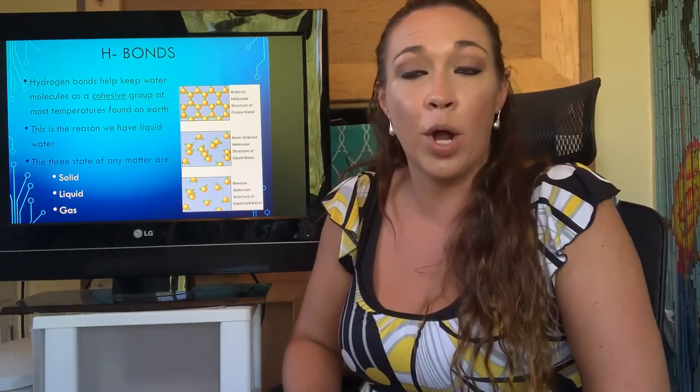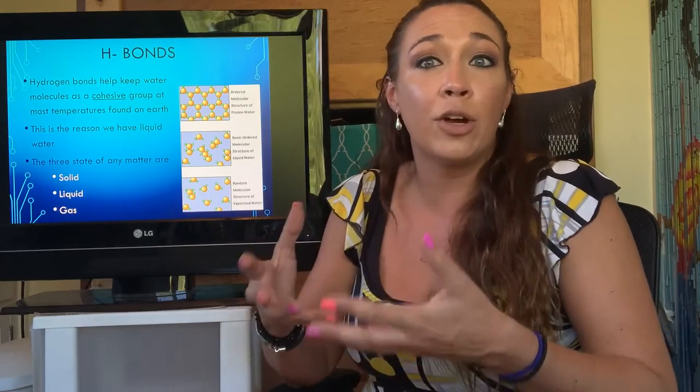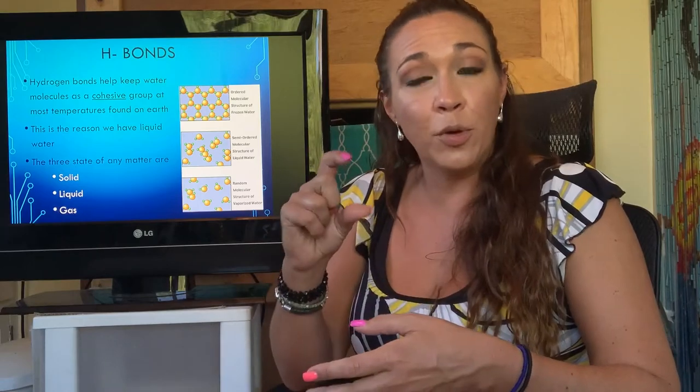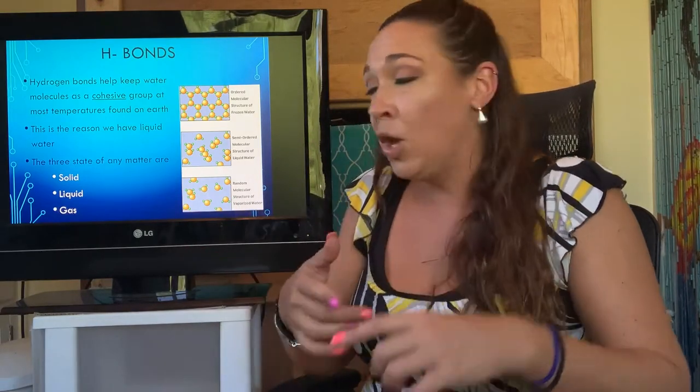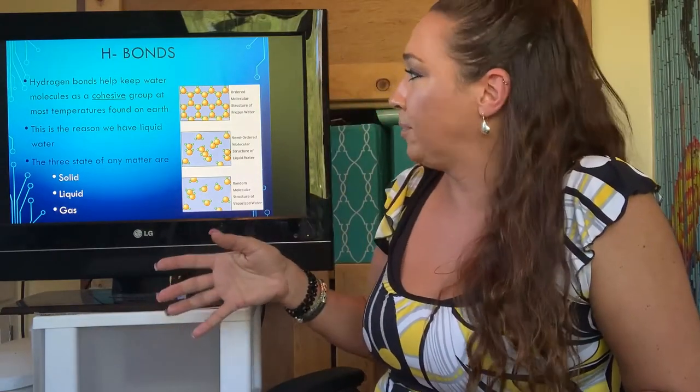All right, so we talked a little bit about cohesion, or the cohesive properties. This means the stickiness of water. Those hydrogen bonds are sticking to each other because of the polarity of the water. Right? That water molecule being polar allows those hydrogen bonds to form, which allows them to be sticky, which allows all of these different things to happen.